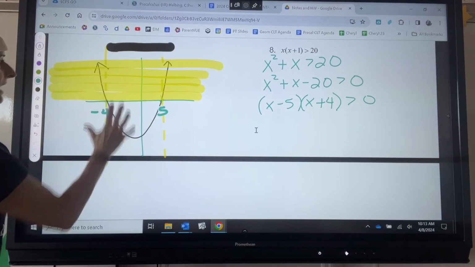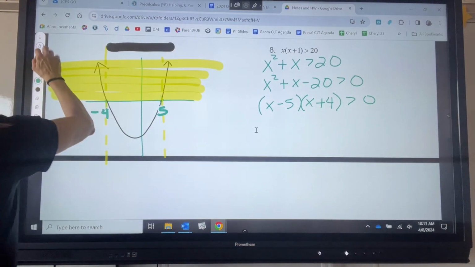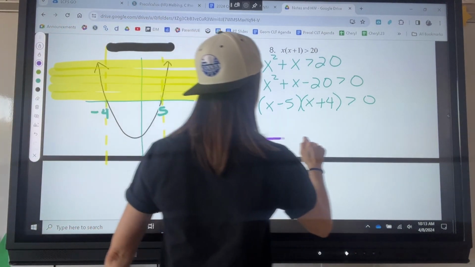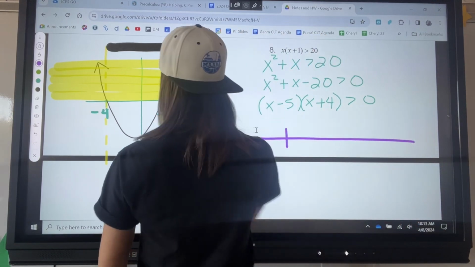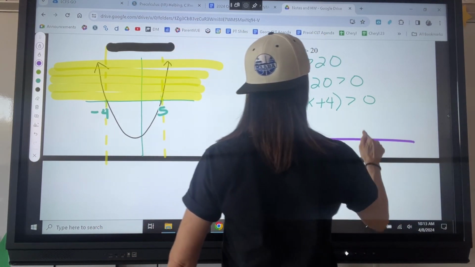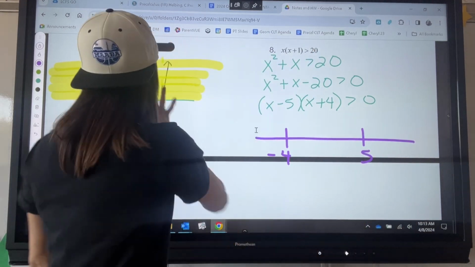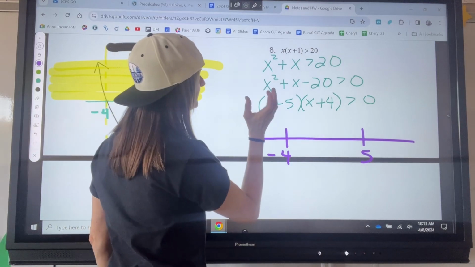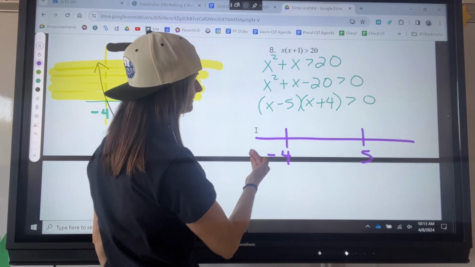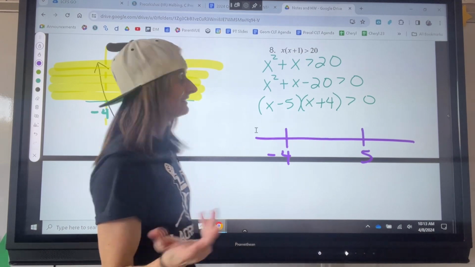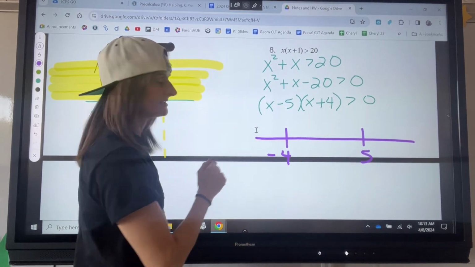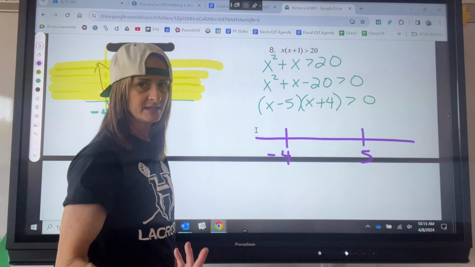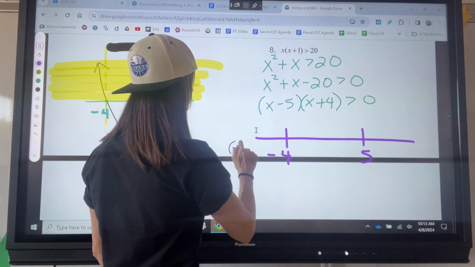So how we do that without the graph is we draw ourselves a number line. There we go. And again, the negative value goes over here, negative 4, and the positive value goes here. So without having the graph, we plug in a value that's lower than negative 4, like negative 5, for example. It doesn't matter what the value is, we just have to know the sign of the value. Negative 5 minus 5 is going to give us a negative value.